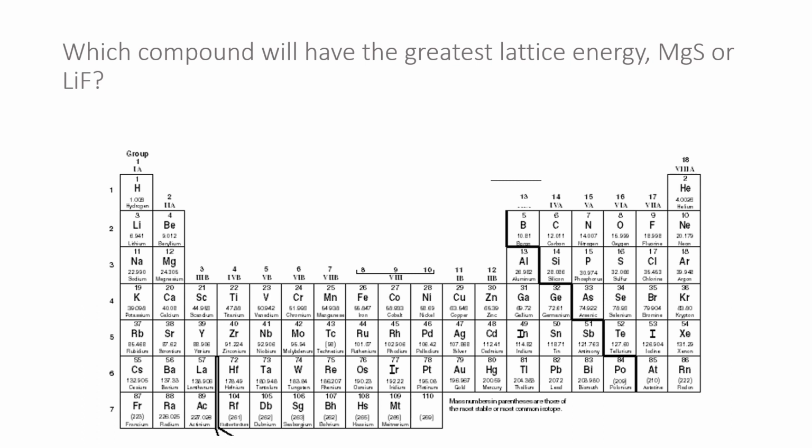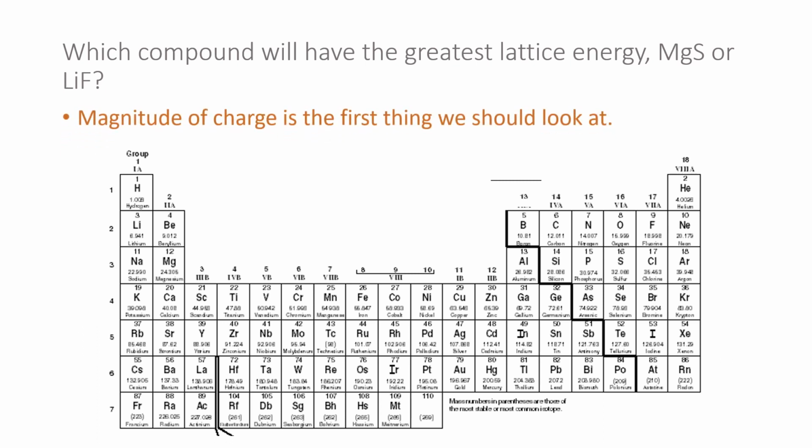Now let's look at our first example. It says, which compound will have the greatest lattice energy: magnesium sulfide or lithium fluoride? Whenever we get a problem, the first thing we need to do is look at the magnitude of the charge. So it says here, magnitude of charge is the first thing we should look at.